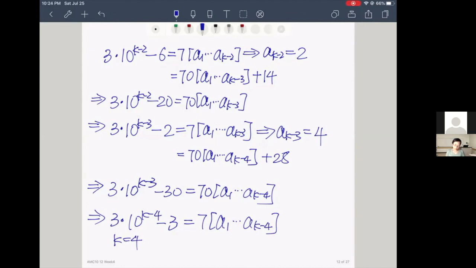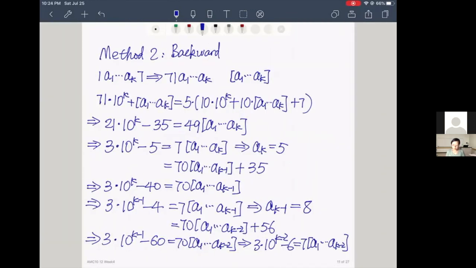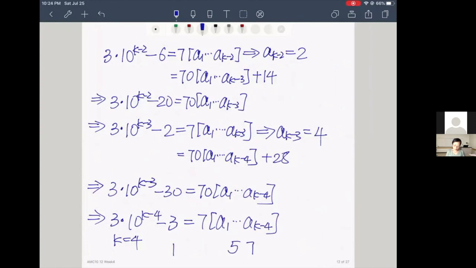So in summary, we first find the last digit, which is 5. Then the second to the last one is 8, then 2, then 4. If we add all the digits, the sum, again, it is 27. So the same answer.